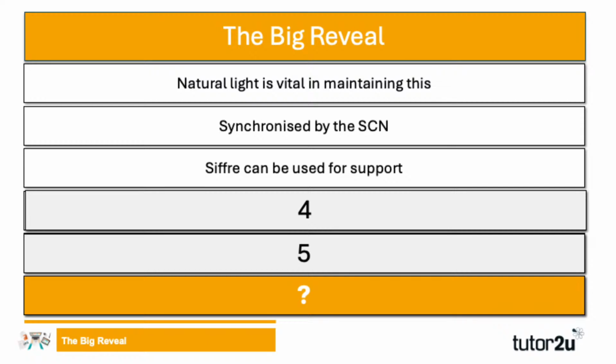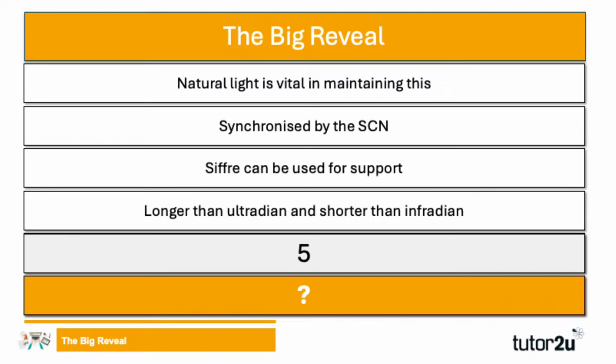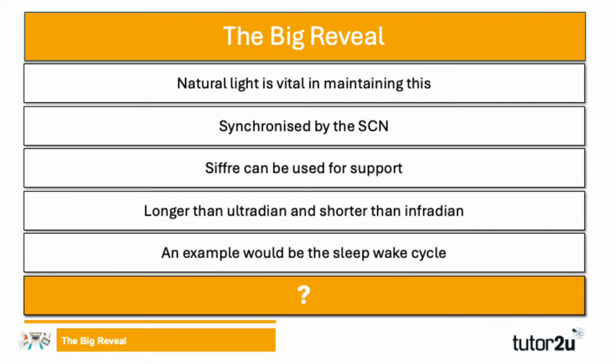Third clue is: Cephas can be used for support. So you've got a little bit of research there. That's a study. We've got some different answers coming in, actually. Okay, and clue number 4 is: longer than ultradian and shorter than infradian. We're getting towards what it might be now. Fifth clue is: an example would be the sleep-wake cycle.